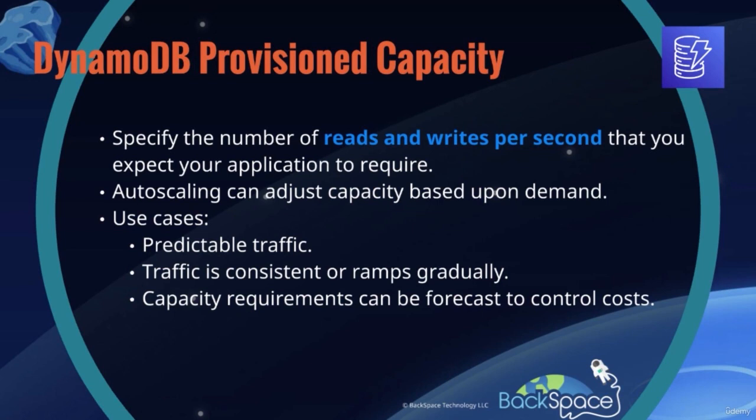The use cases, if you've got predictable traffic, of course, then provisioned capacity is great for that. If you find that that capacity varies, but doesn't really involve spikes of traffic, if it's consistent and ramps gradually, then auto scaling along with provisioned capacity is great as well. The great advantage of using provisioned capacity is that if you know what those forecast costs are going to be, you can control those costs as well, and you're going to get the savings from that.